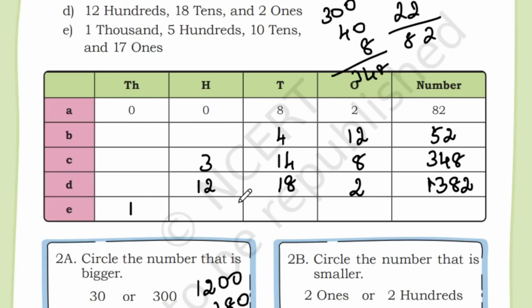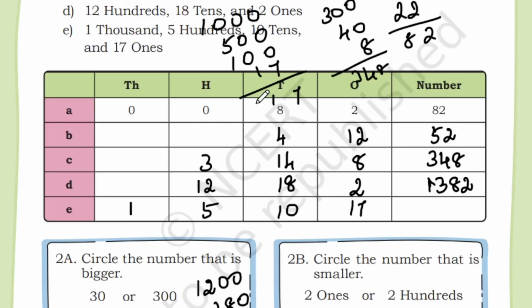Next you have 1500, 10 tens and 17 ones. So how can you write it? This is 1000 and 500, and 10 tens is 100, and in the ones place you have 17. So it's 1617. Okay.